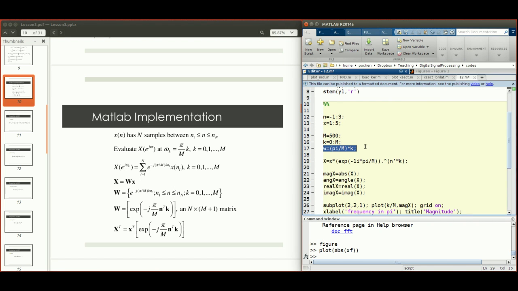So if you look at the range of W, it's pi divided by big M times K. K goes from 0 to big M. So when K equals 0, W equals 0. W is our omega, basically. It's our angular frequency. And when K equals big M, W equals pi. So basically our frequency range goes from 0 to pi.